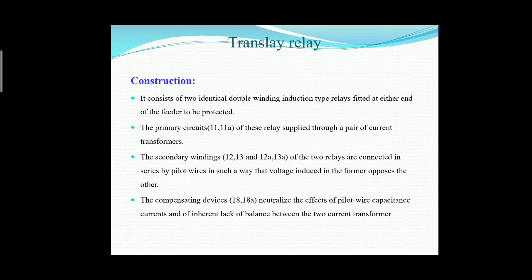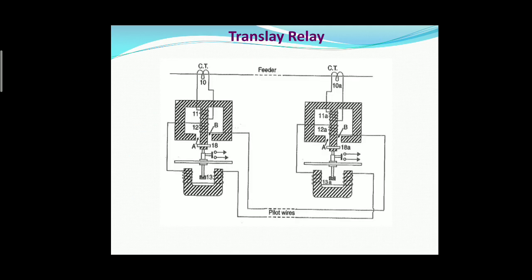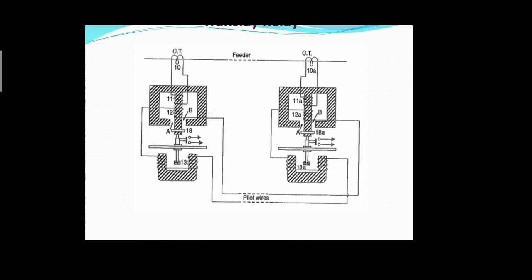Construction means it consists of two identical double-winding induction type relays fitted at either end of the feeder. These are the feeder lines. At either end we connect the CTs. This is CT1 and this is CT2. At either end of the feeder line we connect the two CTs.